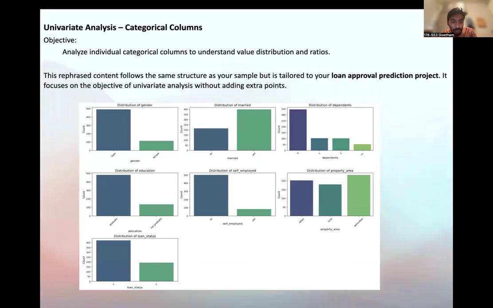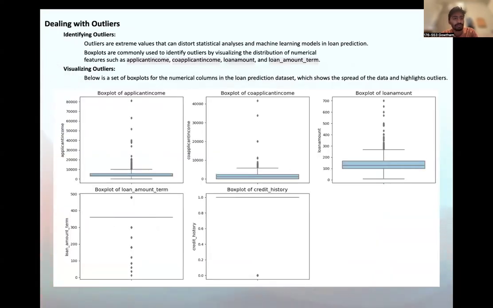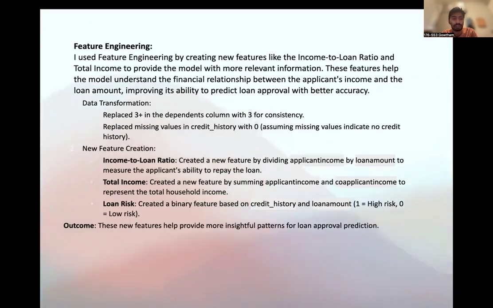Later we move on to dealing with outliers, which is mainly divided into two types: identifying outliers and visualizing outliers. This is shown in the box plot format. We can see how the box plot is designed for various columns like applicant income, coapplicant income, and all the factors. So it would be easy for us.